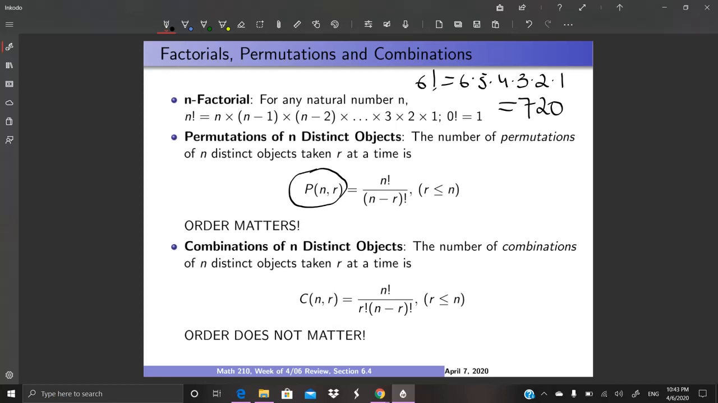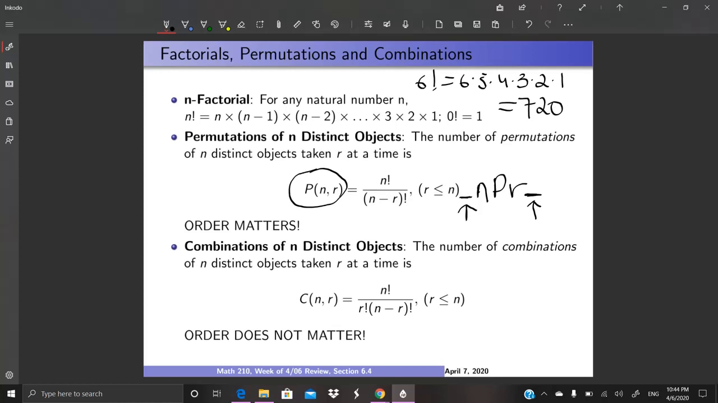So I have included on Blackboard links to how to use your calculator to do this, because it's just so much easier to have your calculator do this than it is for you to actually compute this. So on your calculator, you'll take your number n, then click the nPr option, and then your r would go over here on the calculator.